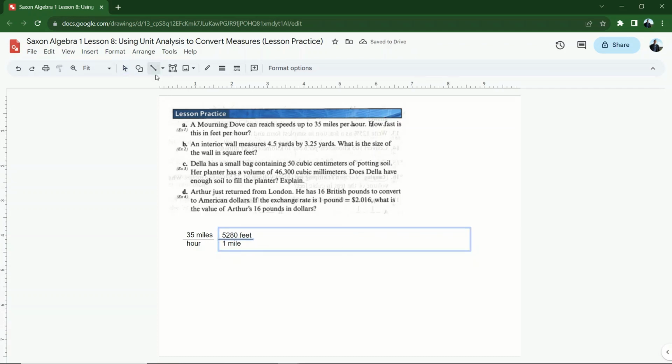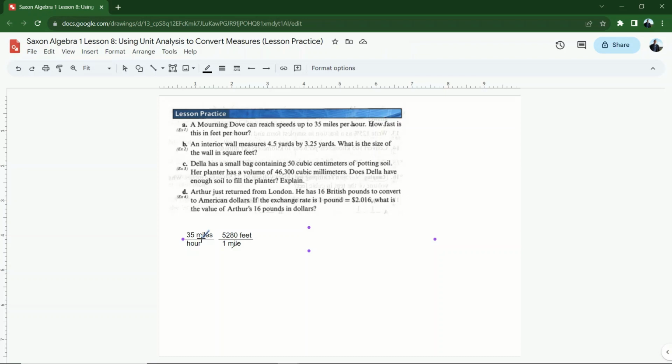Well, let's cancel out things. I see that this mile down here is going to cancel a mile in the numerator. Okay, and then what am I left with? I'm left with feet on top and hours on the bottom. So I'll be left with feet per hour. That's what I'm going for. So here I have to multiply 35 times 5,280.